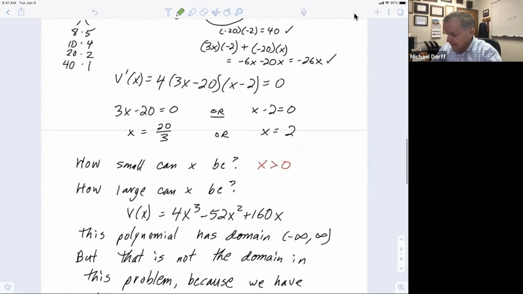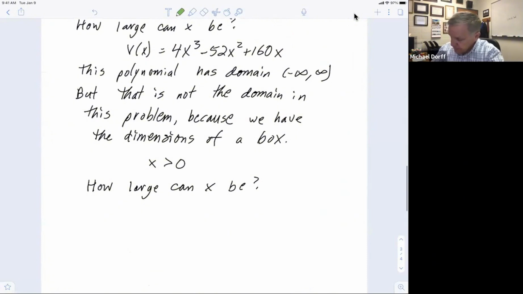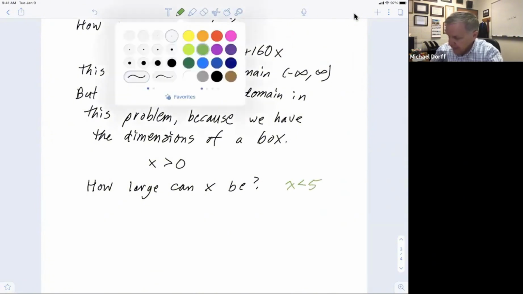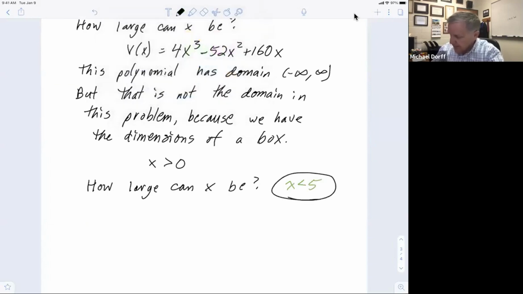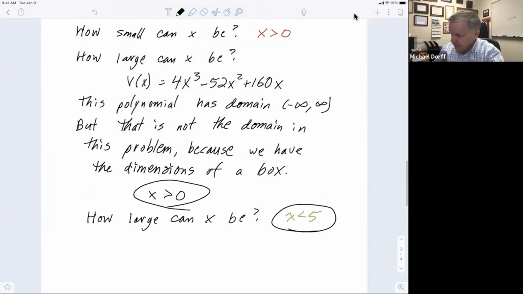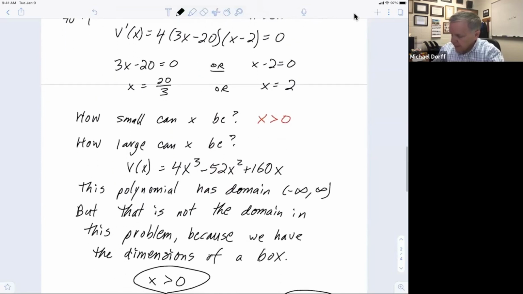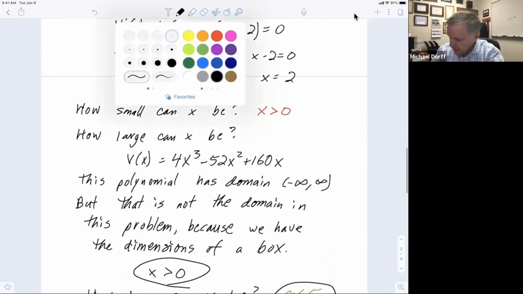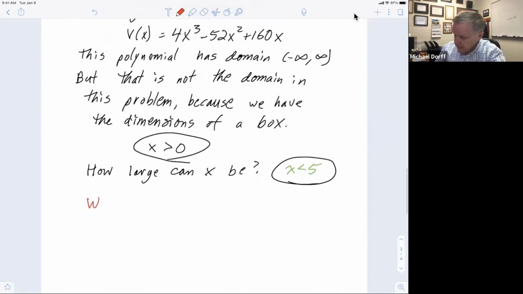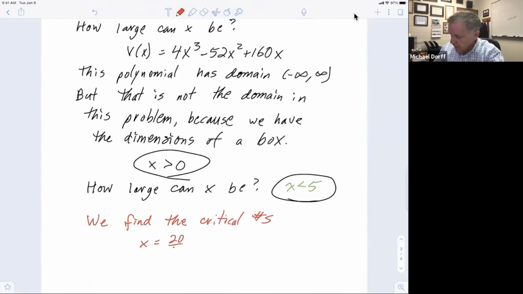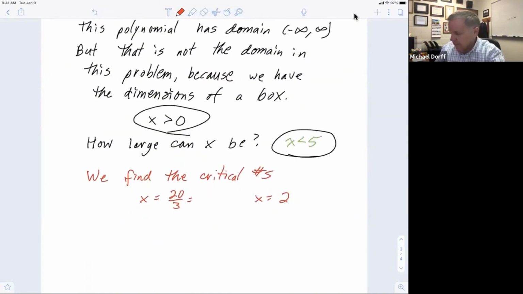So that means x has to be less than 5. I need to keep those two restrictions in mind: x has to be between 0 and 5. Well, if we go back to our answers up here, our critical numbers were x equals 20 over 3 and x equals 2. Well, 20 over 3 is a little less than 7. It's 6 2/3. This is too large.